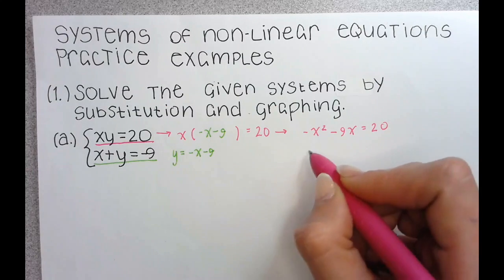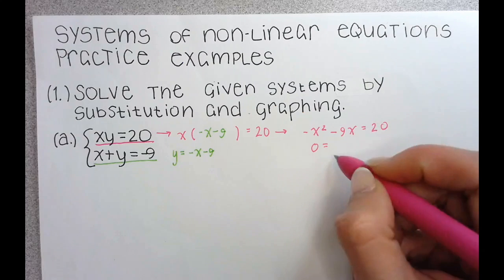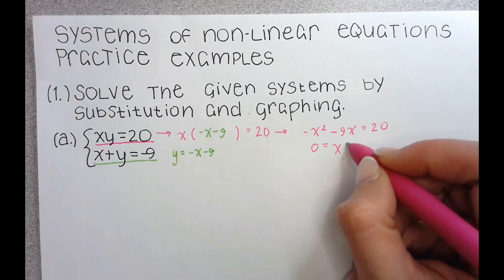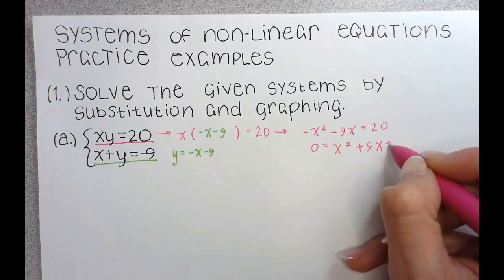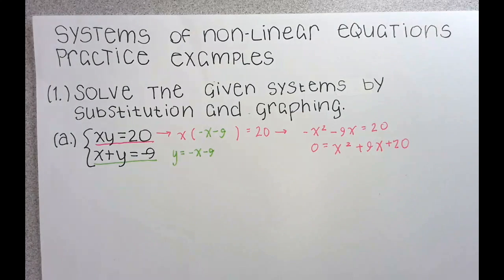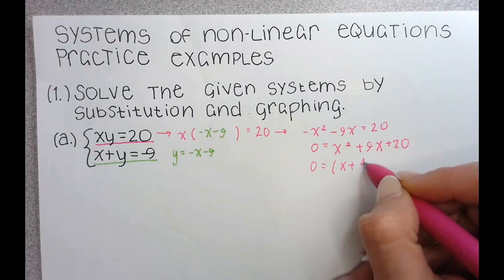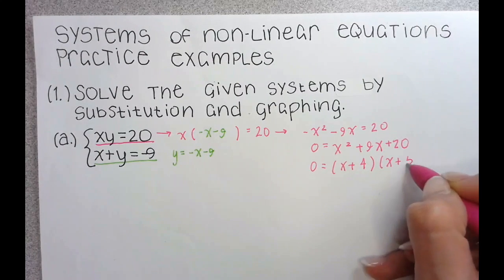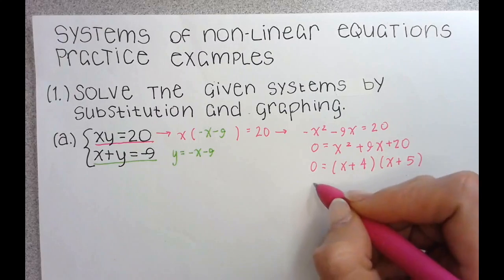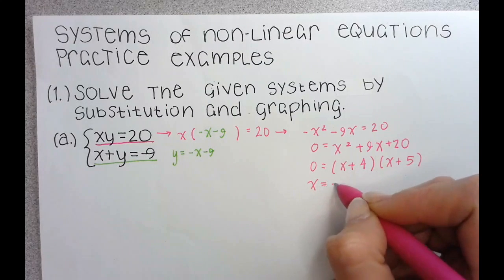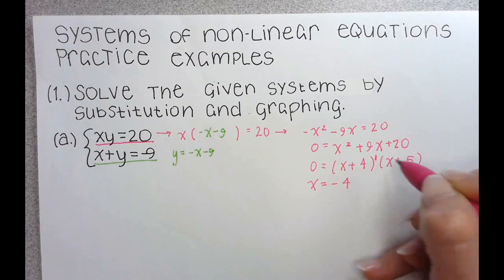I'm going to get 0 on the left side, so I have a positive leading term. So it's x squared plus 9x plus 20, and that fortunately factors very nicely: x plus 4 and x plus 5. We're getting two different answers, so using the zero product property, we get that x is equal to -4.